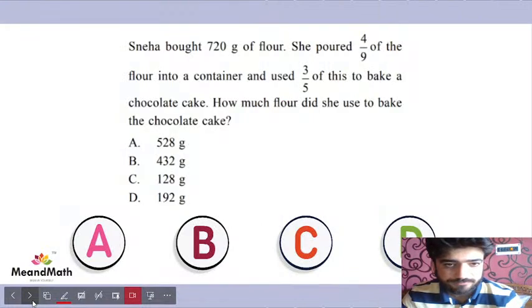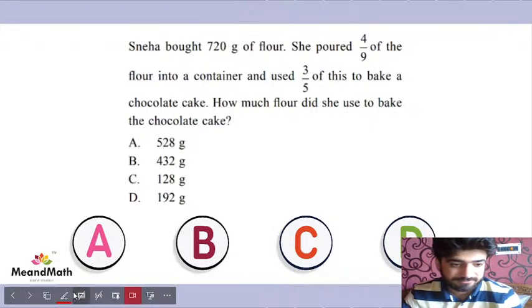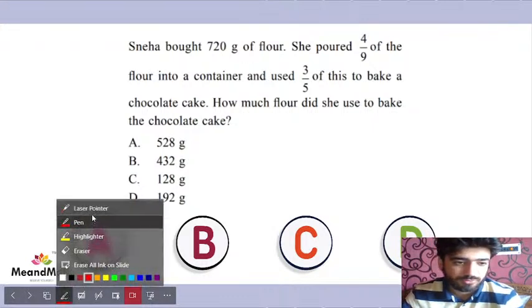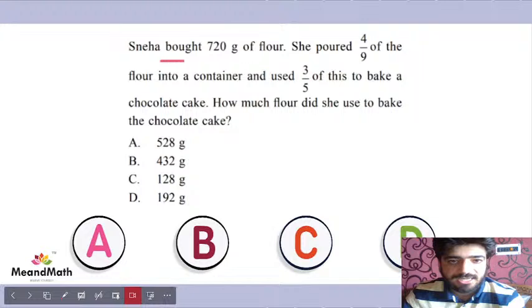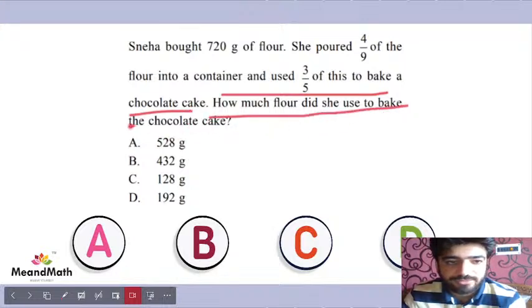Now tell me, this is so easy, you should do it within 2 minutes. Sneha has bought 720 grams of flour. She poured 4 by 9 of the flour into a container and used 3 by 5 of this to bake a chocolate cake. How much flour did she use to bake the chocolate cake?